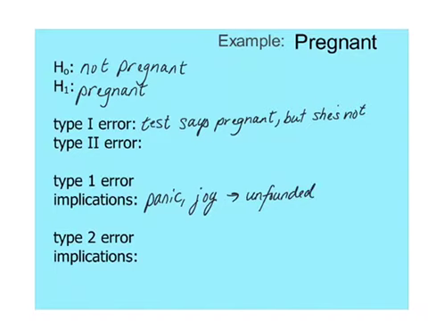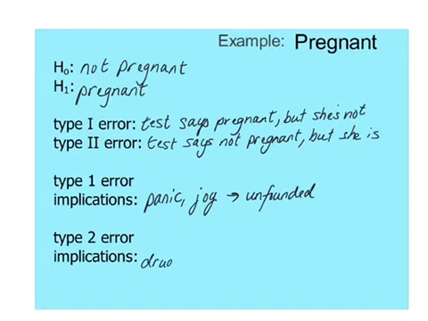In the case where a type 2 error is made, H0 is chosen to be the true statement, that she's not pregnant. The test says she's not pregnant, but she is. Implications here: she might continue with drug or alcohol use.